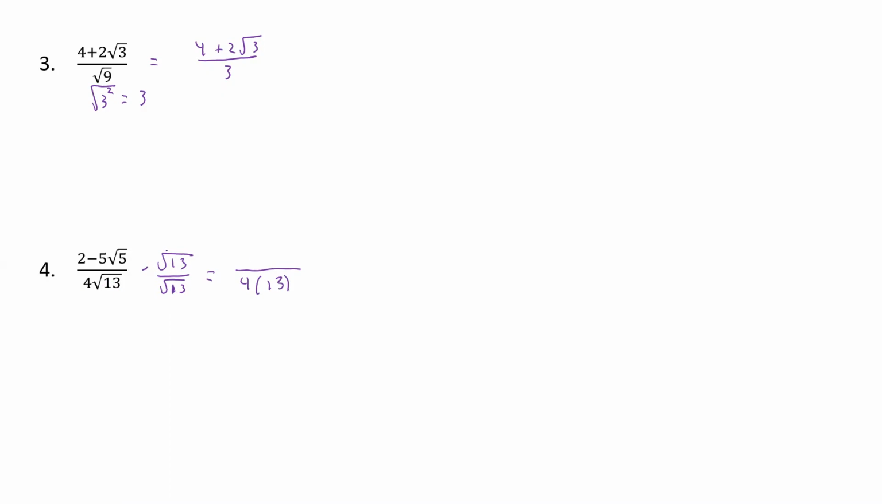Now here, we're going to have to take that square root of 13 and distribute across both of those, okay? So the first one, we'll have 2 square root of 13, and we have minus 5 square root of, well, 5 times 13, it looks like 65, okay? So in the numerator, we have 2 square root of 13 minus 5 square root of 65, all over 4 times 13, so that's going to be, what, 52, okay?